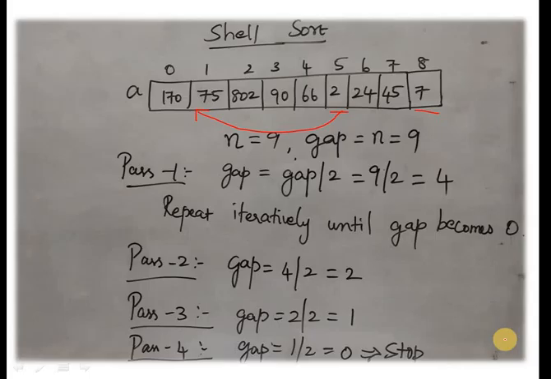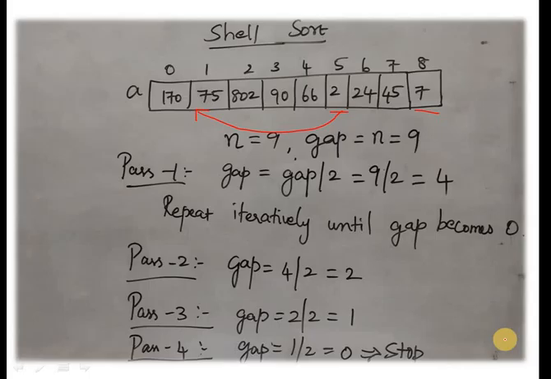Here n is 9, so the gap is also 9. Before starting your process, you have to find the gap. Here we have used the formula gap equals gap by 2. The gap value is 9, so 9 by 2 is 4. Usually we consider only the integer value. So the gap value is 4 initially, and with that gap you compare the elements. Then in pass 2, gap equals gap by 2, so 4 by 2 becomes 2.